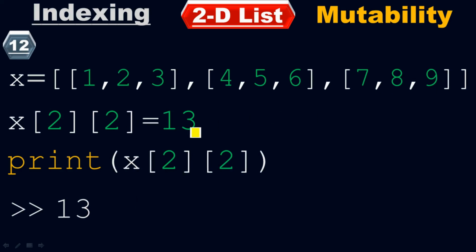Your new value will be printed in the final output. So we did mutability to the given two-dimensional list with the help of this expression. In the second method, you can skip this print function, remove this parenthesis, and simply type x of 2 in a separate cell in the Colab or in the Jupyter, run it. You will get exactly the same 13 answer in the output.